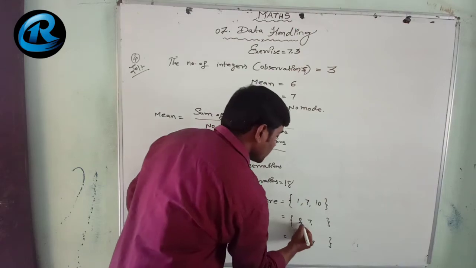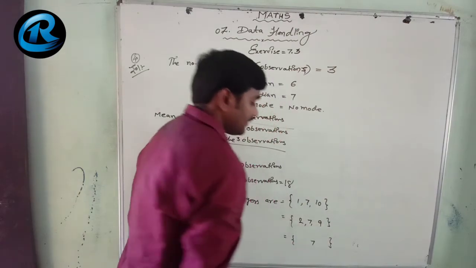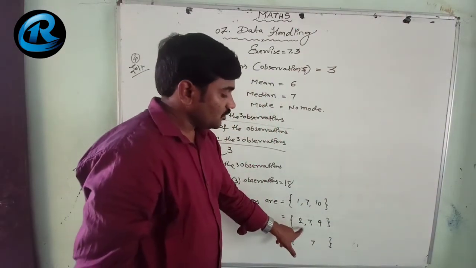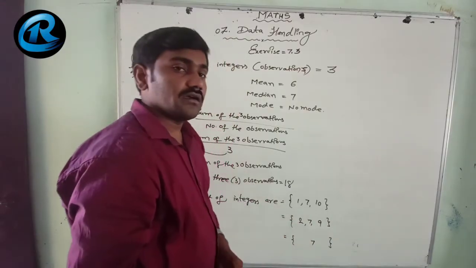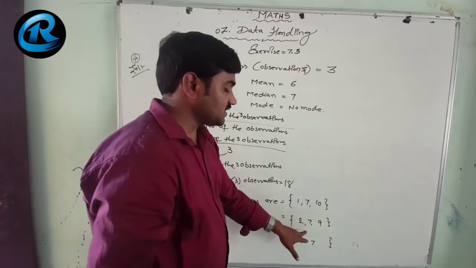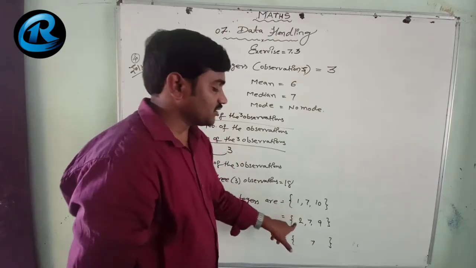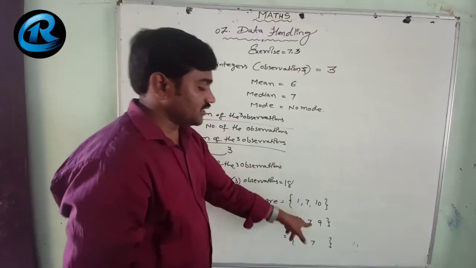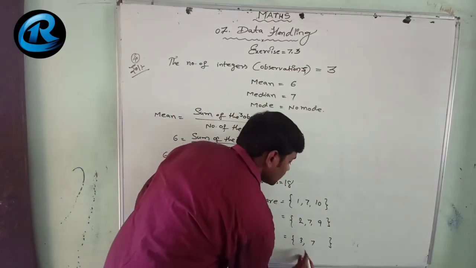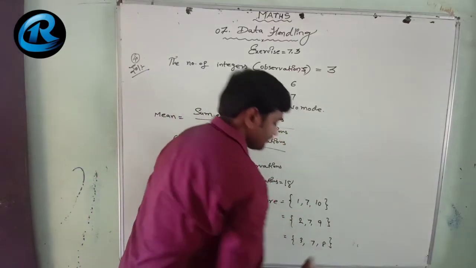So here I write 2 and here I write 9. See, 2 plus 7 is 9, 9 plus 9 is 18. 18 by 3, there are 3 observations again. The mean is 6, median again 7, and there is no mode. Let us write here 3 and let us write here 8.